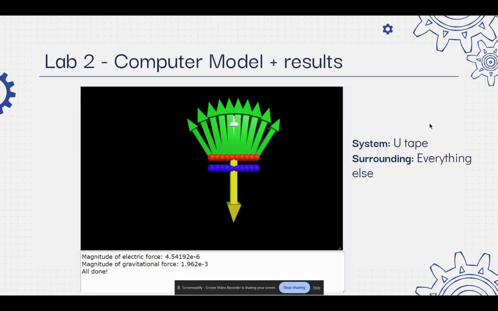Now, this is Lab 2 where the system is the U-tape, and the surroundings are everything else. However, now we consider charge to be evenly distributed throughout the tape, each giving off its electric force as indicated by the green arrows.